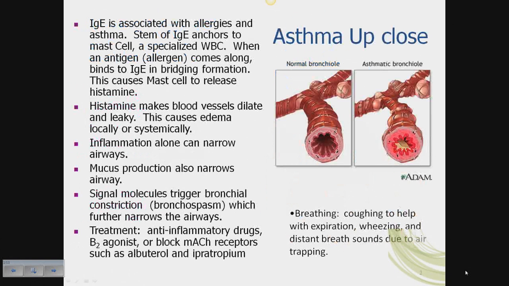So let's start with asthma first. Asthma is pretty interesting. There is an idea called the hygiene hypothesis that can help explain the prevalence of helper T cells, the type 2 helper T cells seen in asthma patients. So I'd like to cover that first right now.